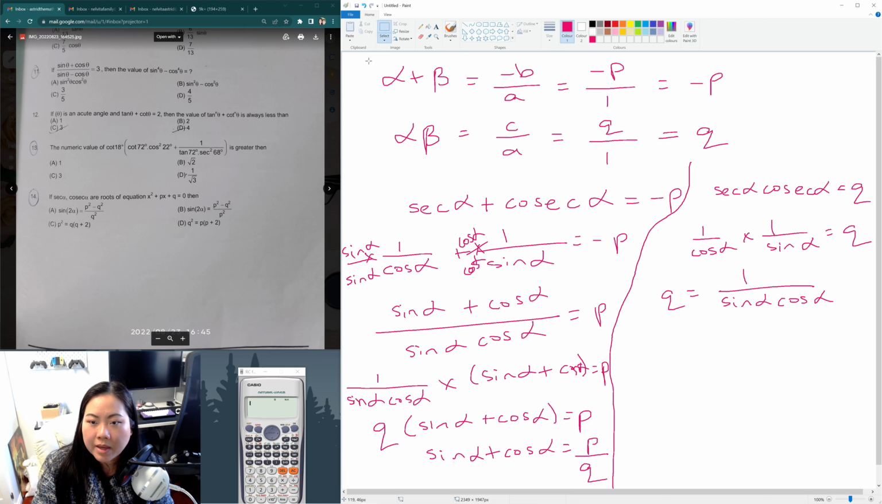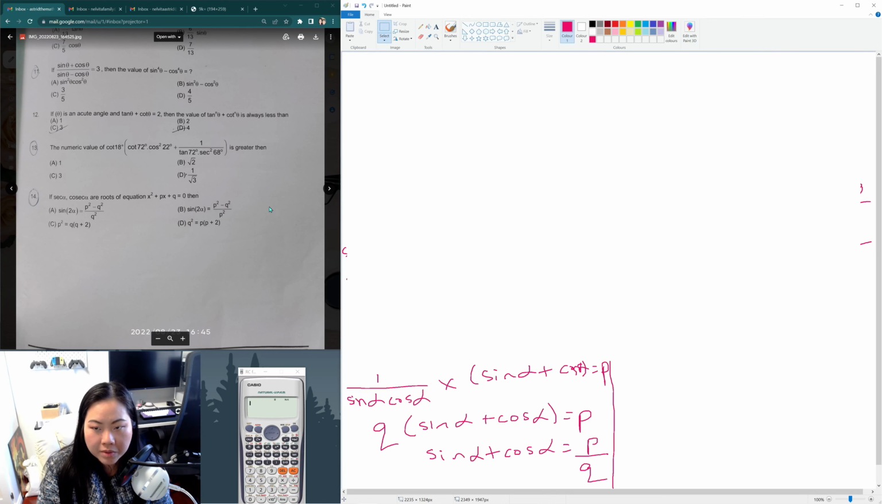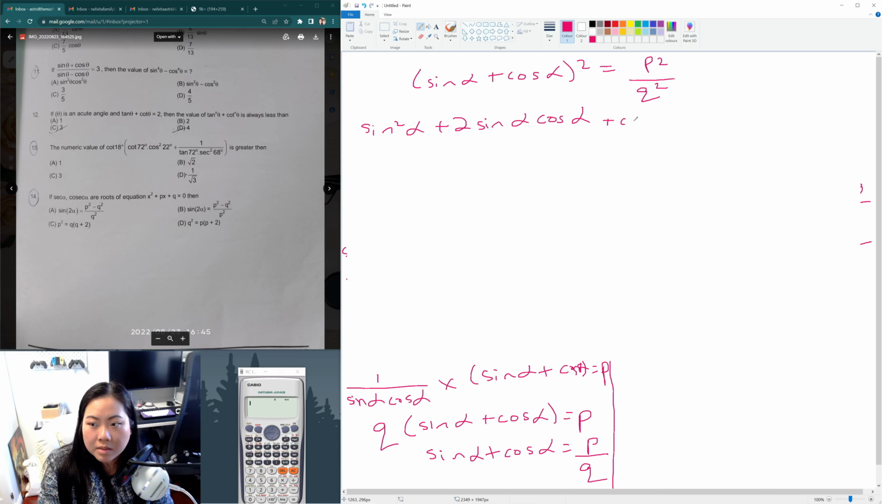Now I'm gonna make more space. Now I'm gonna square both sides. So I'm gonna have sine alpha plus cos alpha squared equals p squared on q squared. Squaring this will give me sine squared alpha plus 2 sine alpha cos alpha plus cos squared alpha equals p squared on q squared. Sine squared alpha plus cos squared alpha equals 1.